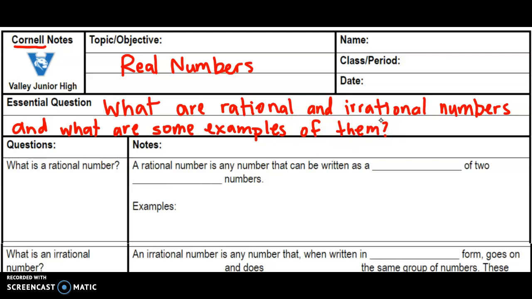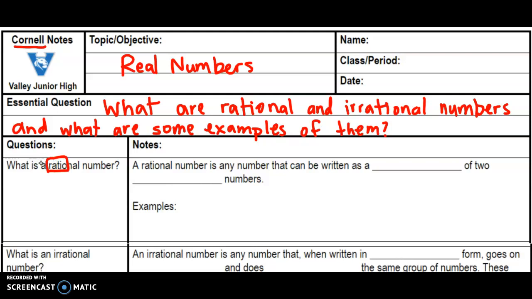Now, this topic is called real numbers because rational and irrational numbers, those two types, are what make up the real numbers. So the first question is, what is a rational number? If you look at the word rational, the very first part of it has the word ratio in it.